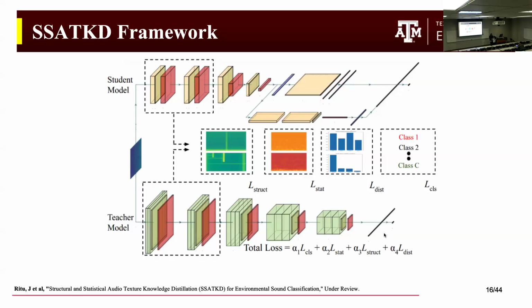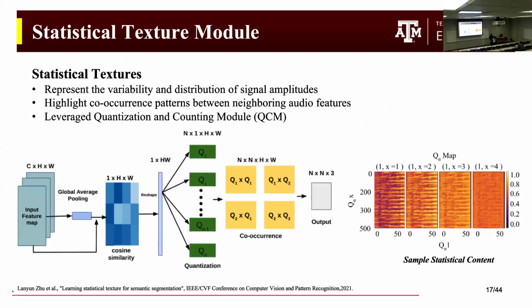And finally, as I have 4 loss components in my framework, I will have 4 losses. I will talk about the losses in detail going forward. So let's first see what is happening inside the statistical texture module.